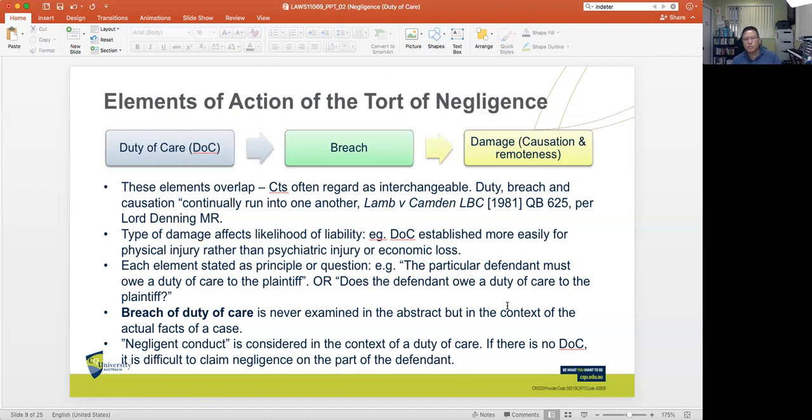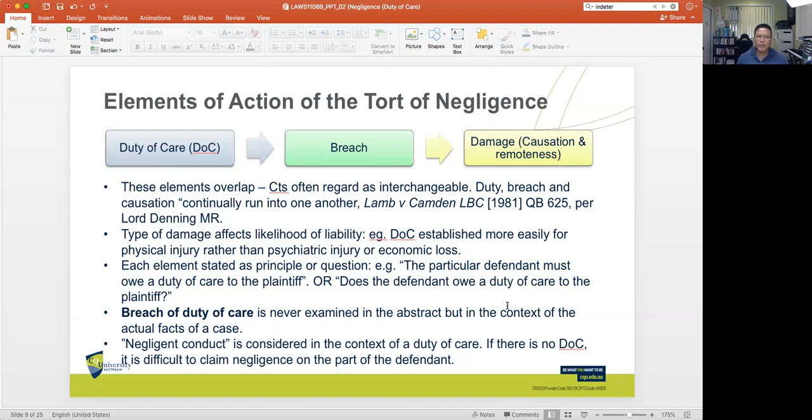Now, when it comes to each of these elements, the question that often arises is whether the defendant owed a duty of care to the plaintiff. So that is the question that always arises. If there is harm or injury suffered by a plaintiff on the basis of negligent action or omission on the part of a defendant, the question is, did the defendant owe a duty of care to the plaintiff? Because if the defendant did not, then the action for the tort of negligence will be unsuccessful.